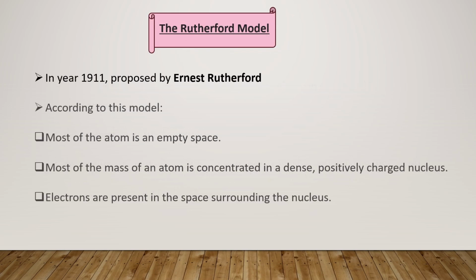The Rutherford model, in year 1911, proposed by Ernest Rutherford. According to this model, most of the atom is empty space. Most of the mass of an atom is concentrated in a dense, positively charged nucleus. Electrons are present in the space surrounding the nucleus.